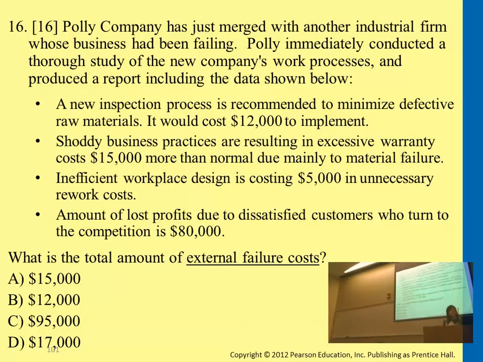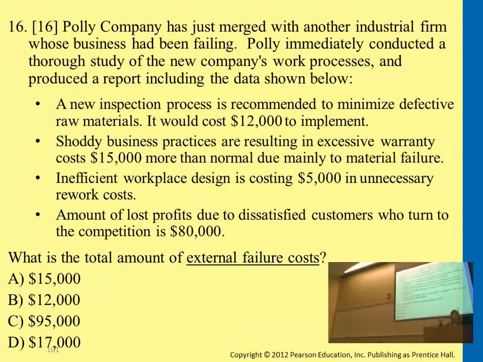Okay, number 16, this tests you on the quality cost portion. It's asking you which of the bullet points here relates to external failure costs. So first of all, you have to know what external failure costs are. These are the costs incurred, remember, after shipping the products. Anything that's within the production cycle relates to appraisal cost or internal failure cost, and before production is prevention cost.